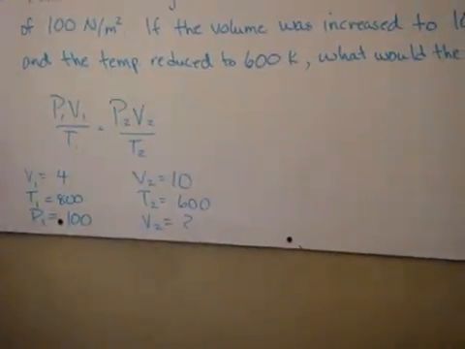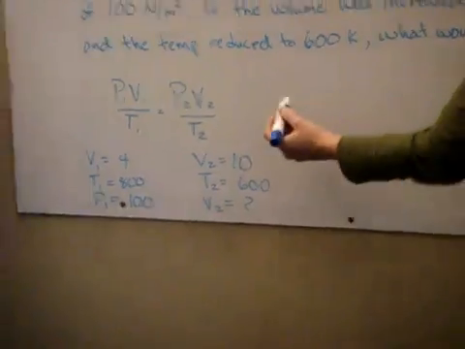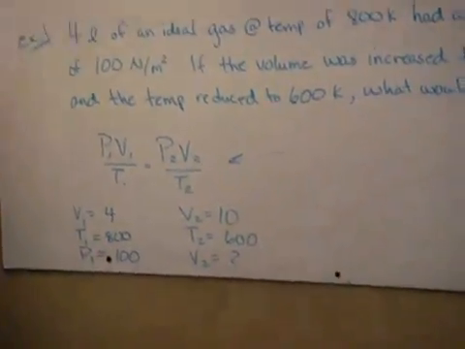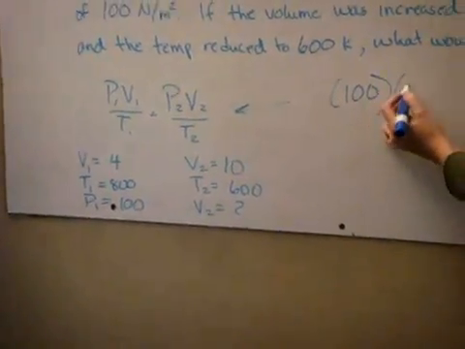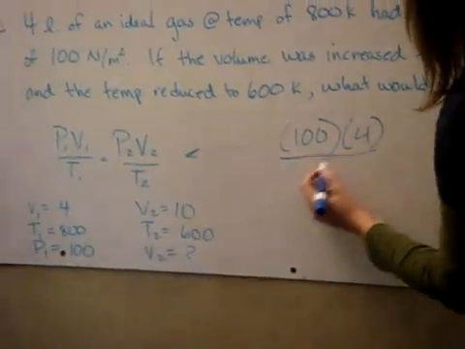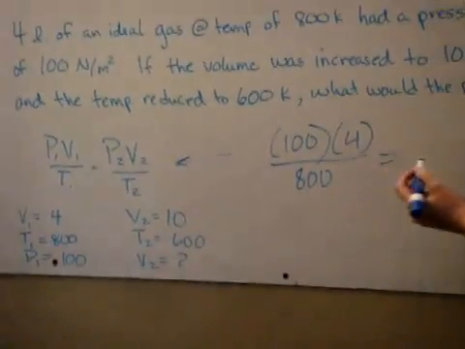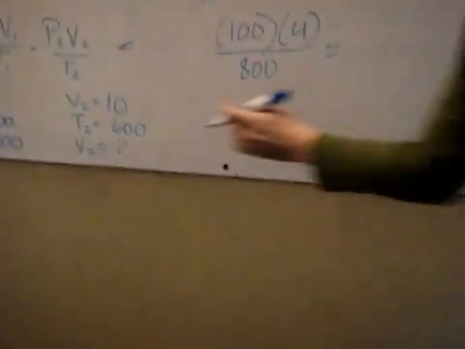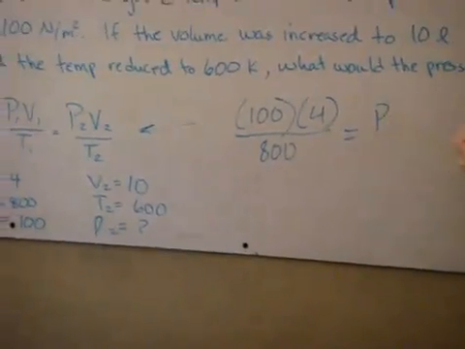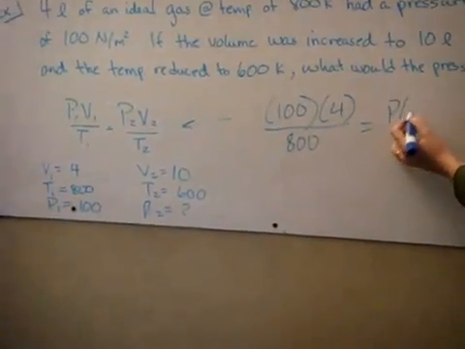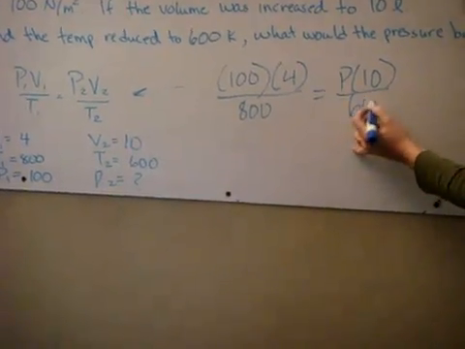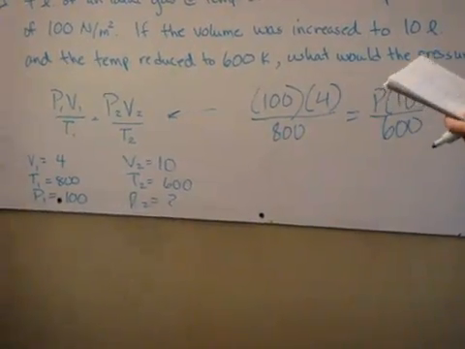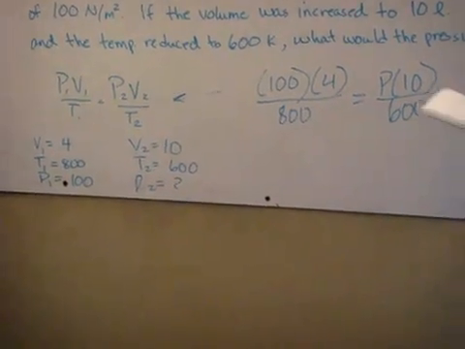This is kind of like freeing the variable. So we're going to fill in everything that we know and free the variable. Our pressure 1 is 100, our volume 1 is 4, our temperature 1 is 800, equals our pressure 2. Our pressure 2 we don't know, so we'll just leave that as P. Our volume 2 is 10, and our temperature 2 is 600. So once we get that in the equation, then we just need to solve it for P.